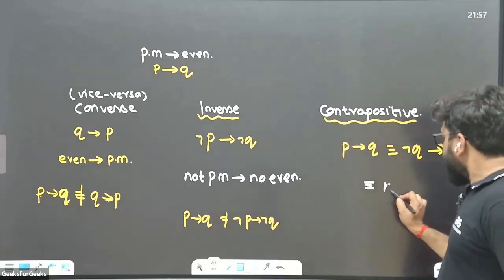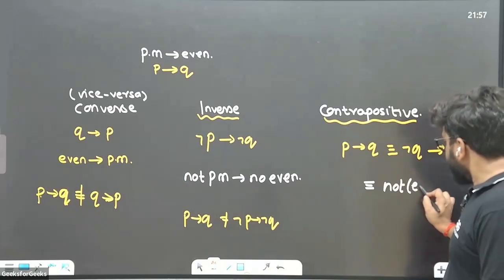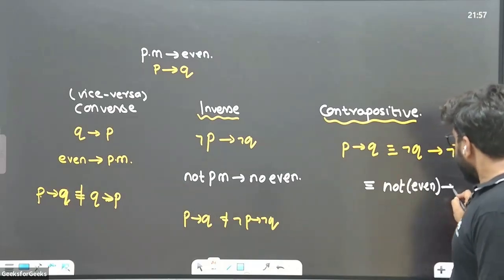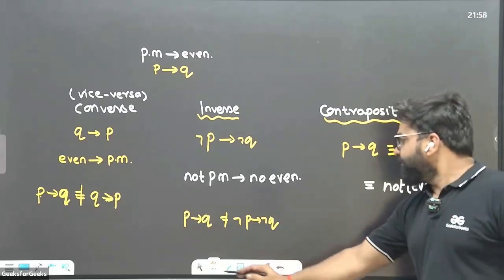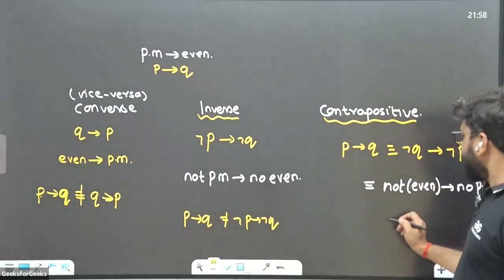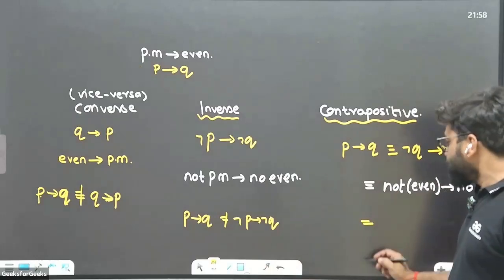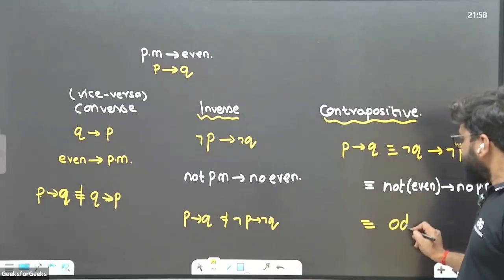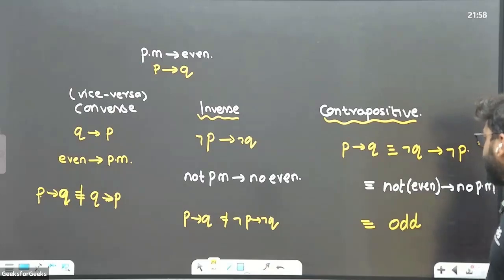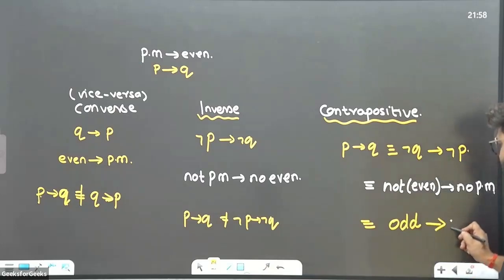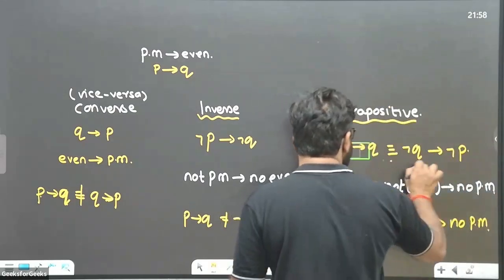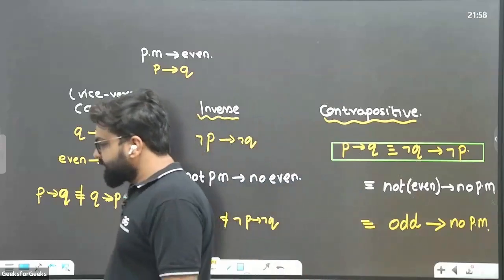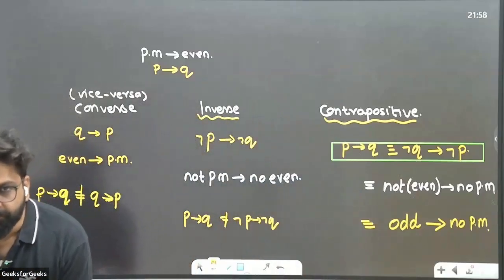Q is even. That means if there is no even number of vertices, then it implies there is no perfect matching. So if it does not have an even number of vertices, what is the meaning of that? That means it will have an odd number of vertices, and then there would not be any perfect matching. So there is no perfect matching, which is true. That is why we can say that this statement is the same as this. Understood, yes or no?